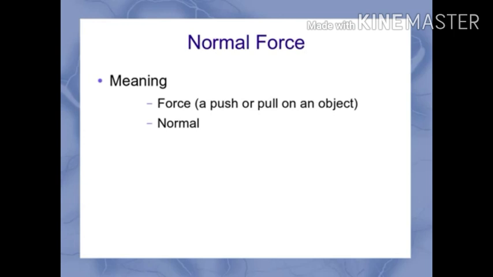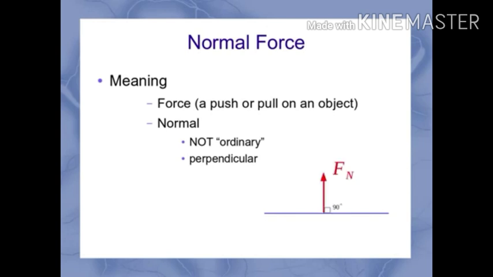Now what we don't mean by this is an ordinary force. While ordinary things happen all the time, that's not the usage of the word normal we mean. Instead, we're talking about a mathematical definition of normal that refers to the perpendicular. So for example, if I have a surface, my normal force is always going to be at a 90-degree angle, perpendicular, straight out from that surface. And I use F with a subscript N as my symbol for it, both capital F and capital N.